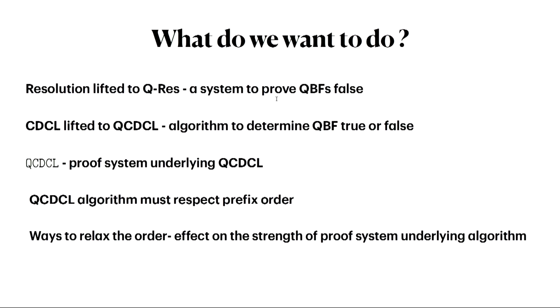When moving to QBFs, the notion becomes slightly more complicated. Resolution is replaced by a different proof system called Q resolution. CDCL, the algorithm, extends to something called QCDCL, which again determines truth or falsity. Because QBFs must respect the quantifier order, that puts a lot of restrictions on how the algorithms can proceed. So we try to see if somehow the order can be relaxed, and how relaxing the order in different ways affects the strength of my proof system and the strength of the algorithm, and how fast I can prove true or false. So this is the kind of idea behind our work on QBFs.